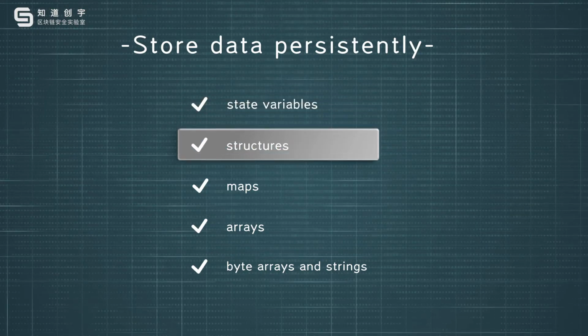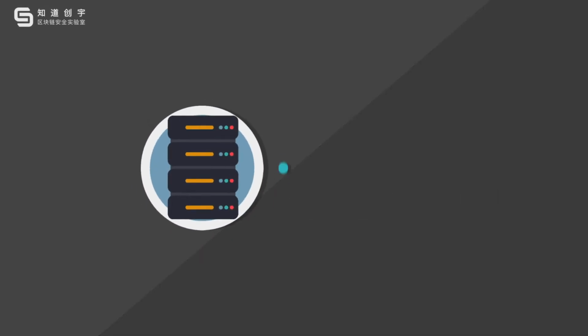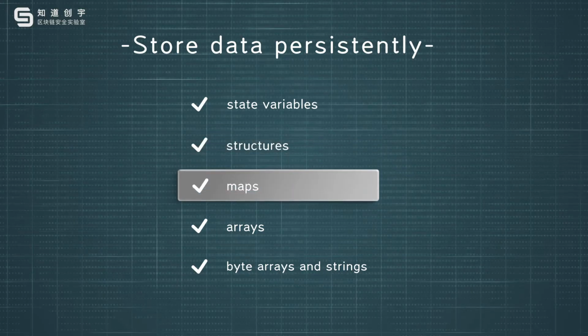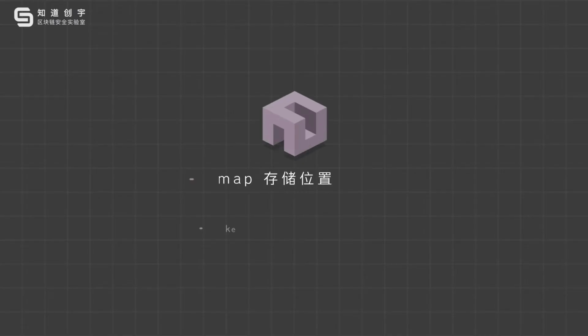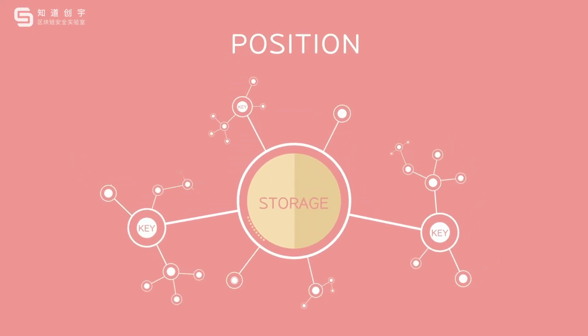By structures. The same is true for structures with size up to 32 bytes. For example, if the structure variable's index is defined at position 0, and there are two members inside the structure, then the two members are 0 and 1 in order. By mapping. The map storage location is calculated using the method shown in the figure. Position indicates the location where the storage variable corresponding to the key is stored.